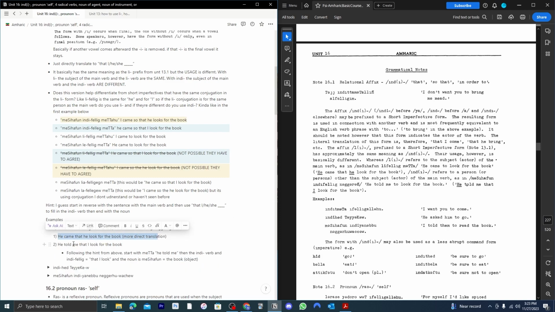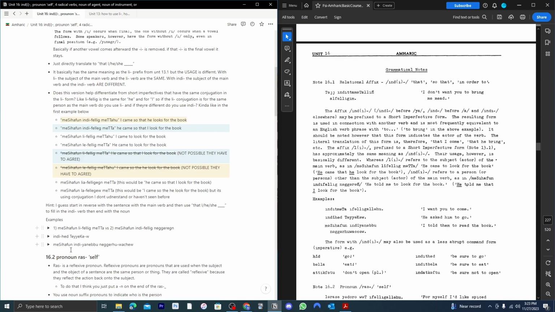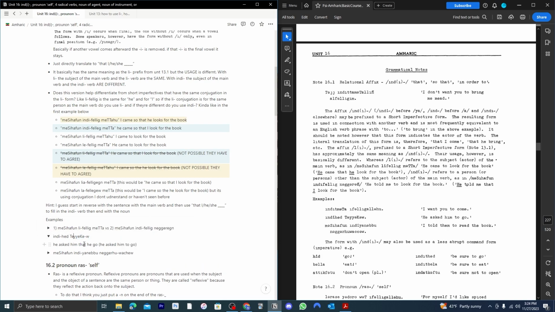He came to the book, he told me that I look for the book, right? This was to help understand that. Indehit eyekau. So Teikau is either he visited him or he asked him. I think in this case it's he asked him. And because he's doing this action, I know that this needs to be a different person than this one. Since he's talking to this guy, I think we would assume that it's a different he. So it's like he asked that he go. These are two different he's.